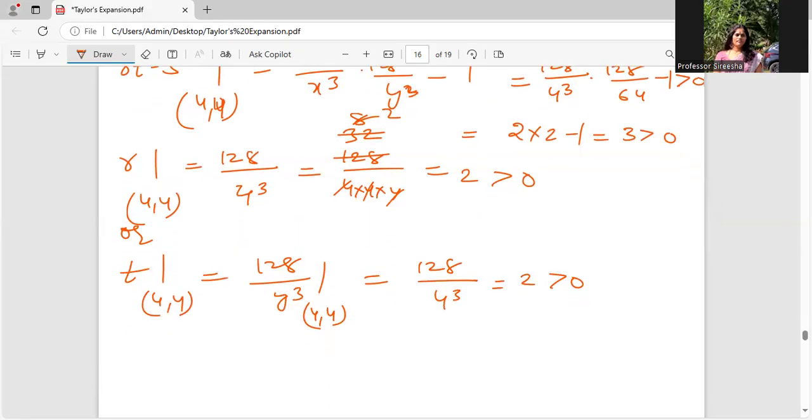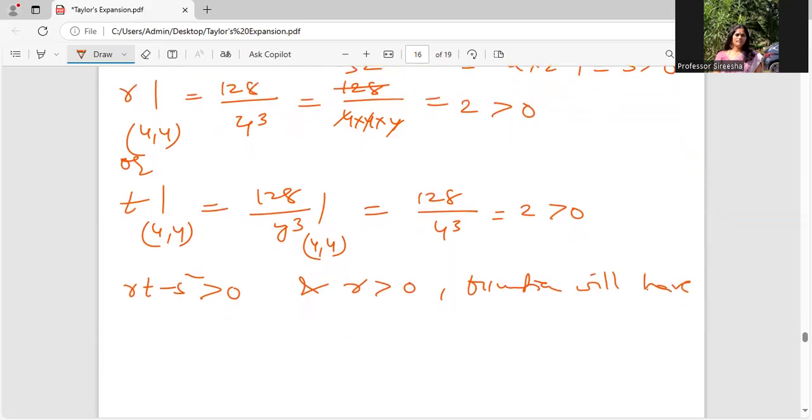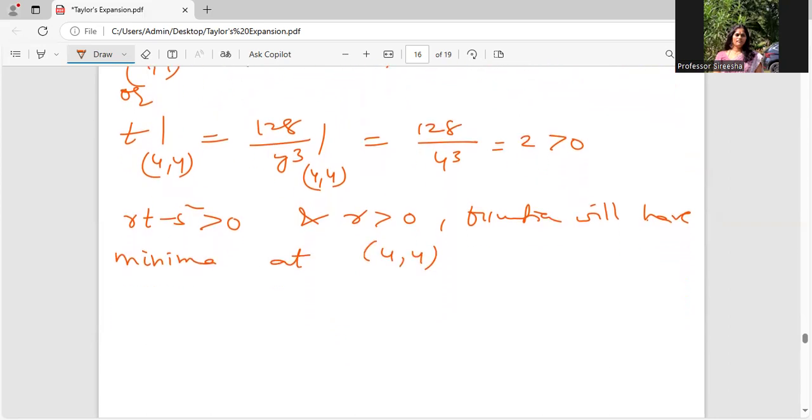Now for R greater than 0, see here, the condition is RT minus S squared greater than 0 and R greater than 0. What will the function have? The function will have a minima. Because second order derivative less than 0, the function will have a maxima. Second order derivative greater than 0, the function will have a minima. Minima at 4 comma 4, guys. It is not over. The problem is not yet over. I need to find f of x comma y at 4 comma 4. Only then the minimum value I have to find. Only then the problem is done.